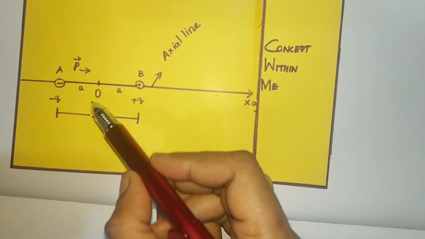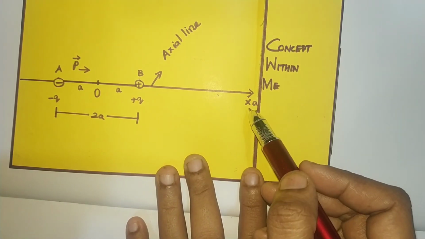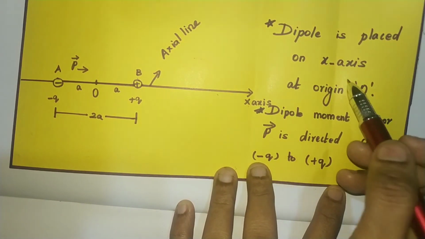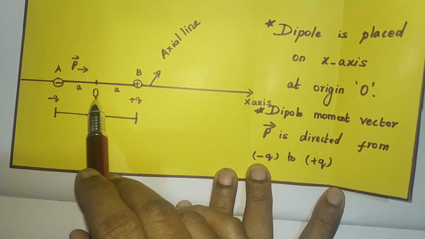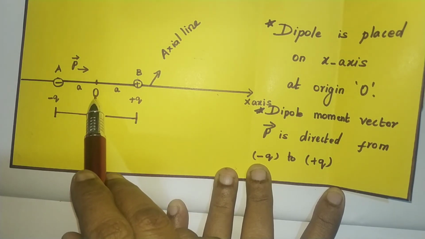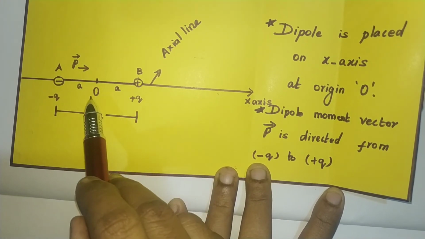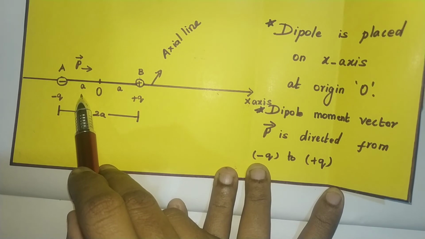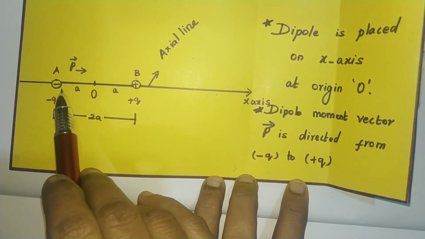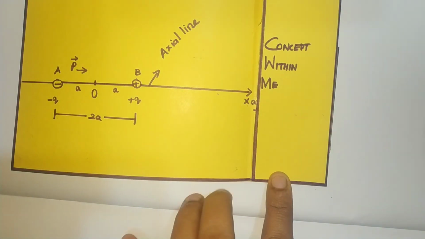Here you see the minus q and plus q, that is a dipole, is placed on an axial line. What is the concept within me? The dipole is placed on the x-axis at the origin O. Since 2a is the distance between minus q and plus q and O is the origin, we consider plus q is at a distance of a from origin and minus q is at a distance of a from origin. And the dipole moment vector P vector is directed from minus q to plus q. And we move on to the next concept.